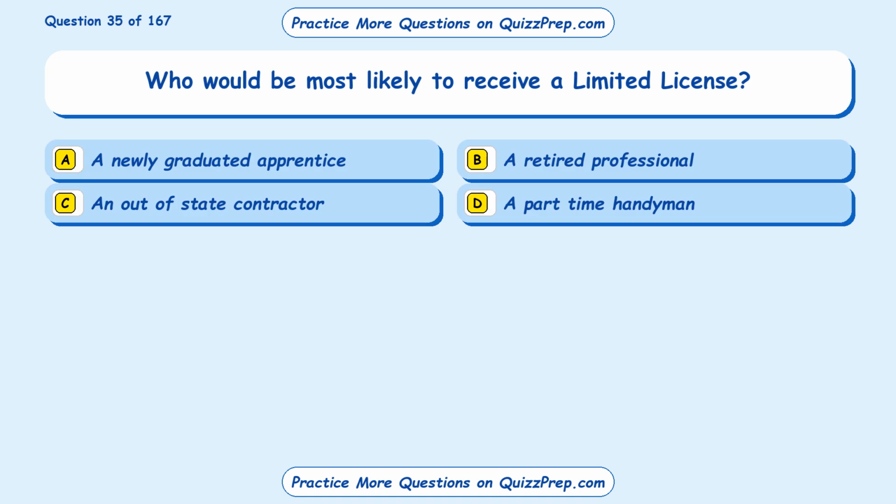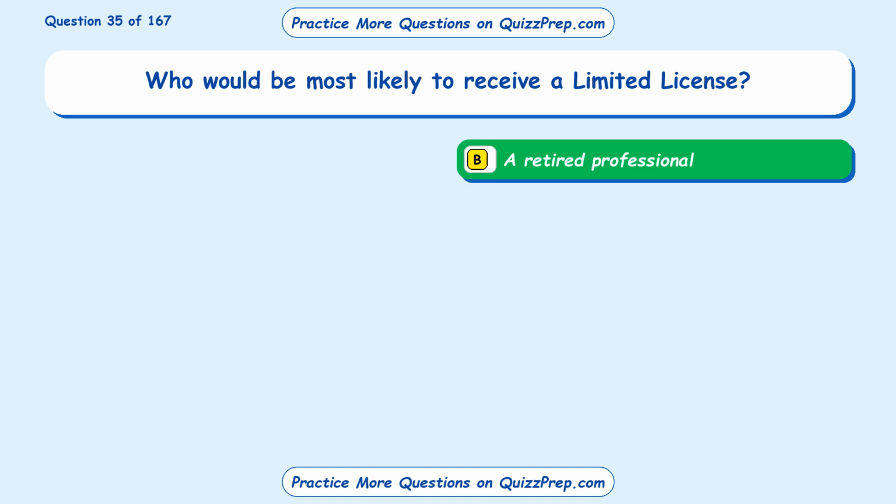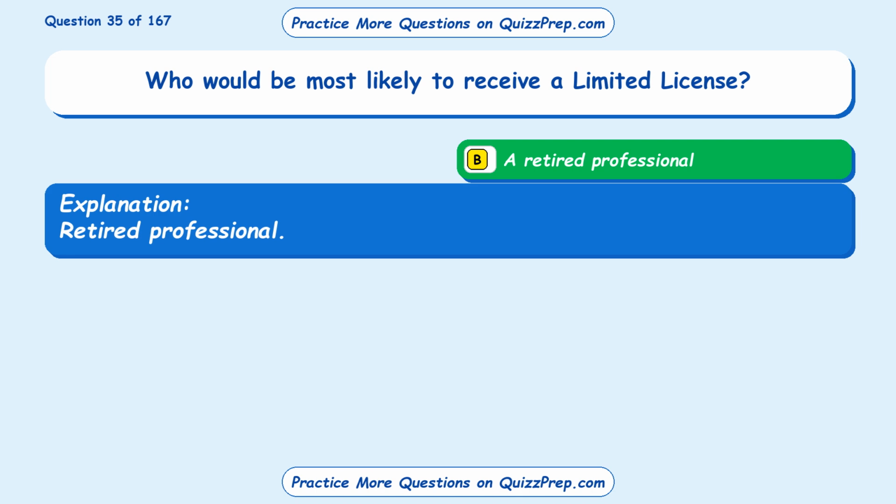Question 35. Who would be most likely to receive a limited license? Option A, a newly graduated apprentice. Option B, a retired professional. Option C, an out-of-state contractor. Option D, a part-time handyman. The correct answer is option B, a retired professional.